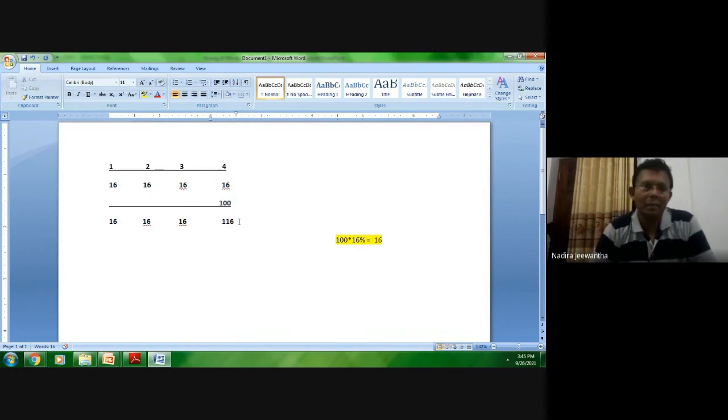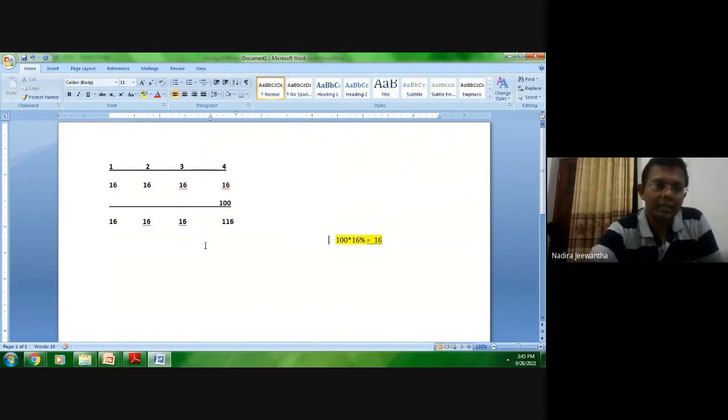Why? The amount you are getting now is completely different from the amount you are getting after 1 year's time. It is completely different from the amount you are getting after 3 years' time. This 16 is not similar to the 16 you are getting here. Why? This is received after 1 year's time. This is received after 3 years' time. Is it similar or different?